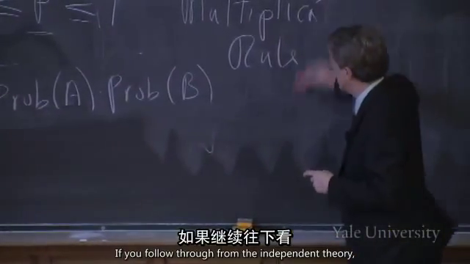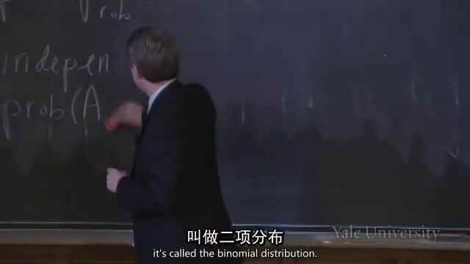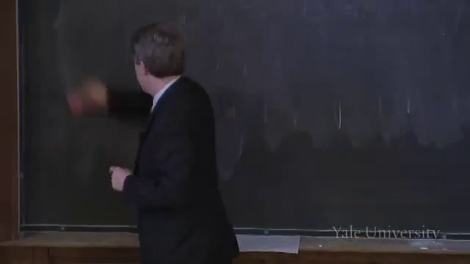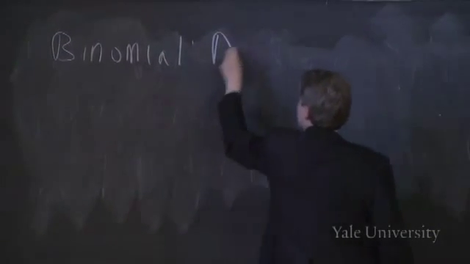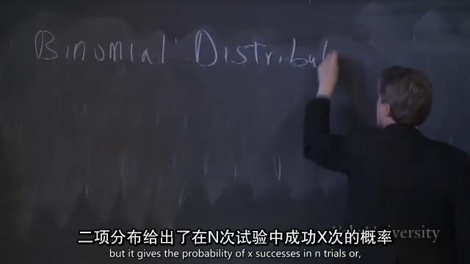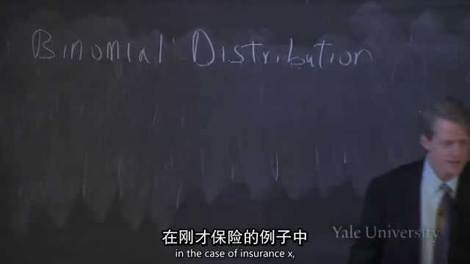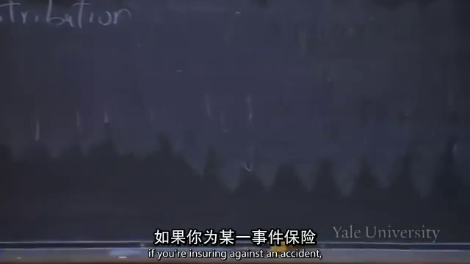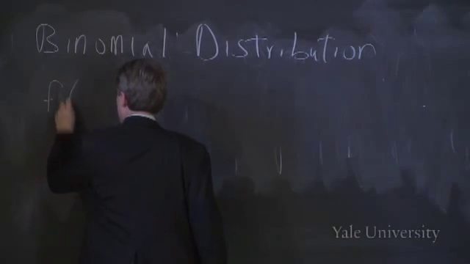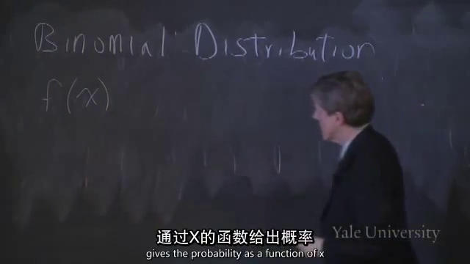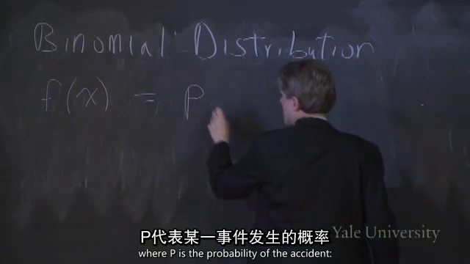If you follow through from the independent theory, one of the basic relations in probability theory is called the binomial distribution. I'm not going to spend a whole lot of time on this. But it gives the probability of X successes in N trials. Or in the case of insurance, if you're insuring against an accident, the probability that you'll get X accidents in N trials. So the binomial distribution gives the probability as a function of X, and it's given by the formula where P is the probability of the accident.